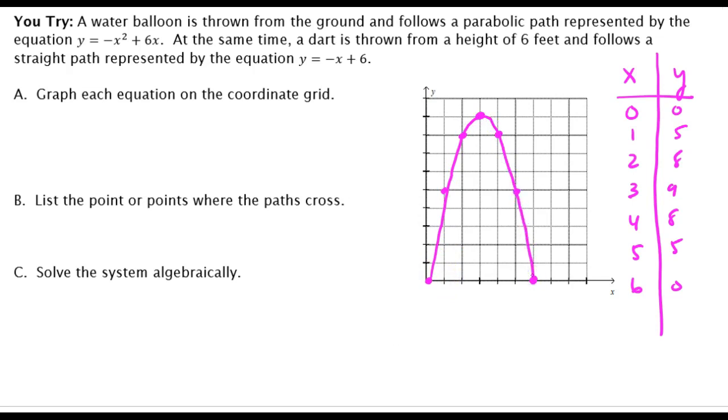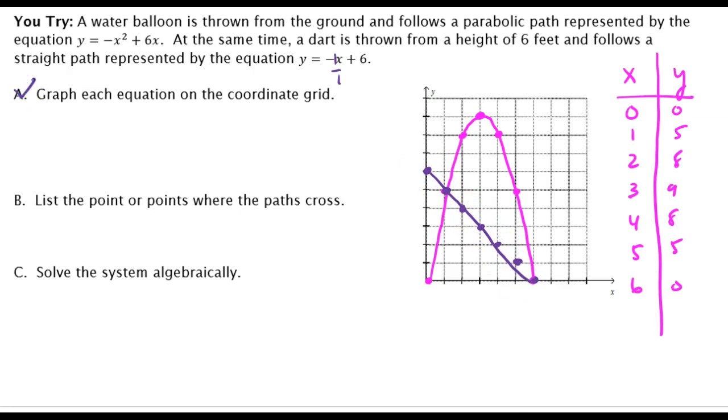Okay. And then to do my straight line to represent the path of the dart is not a big deal. My y-intercept is 6. And then my slope is negative 1. So I'm going to go down 1, right 1, and you can see automatically it already hits the path of the water balloon. And I'm just going to keep going down until I get to the x-axis and it actually hits it again. So they would actually hit the ground at the same time. So I'm going to connect these dots here. Okay, so that would represent the path of the dart. So that's part A, so we're done there.